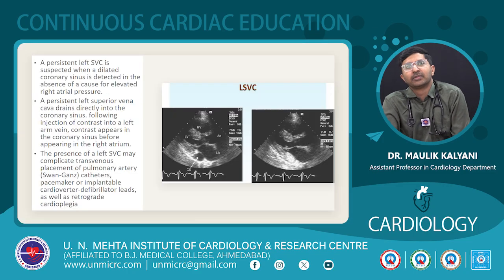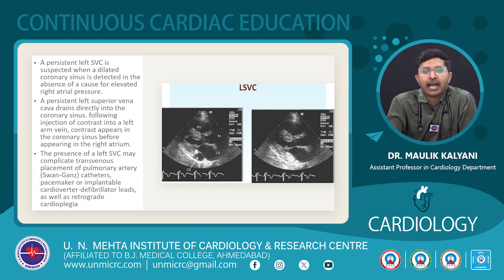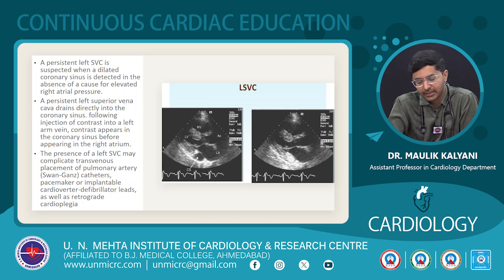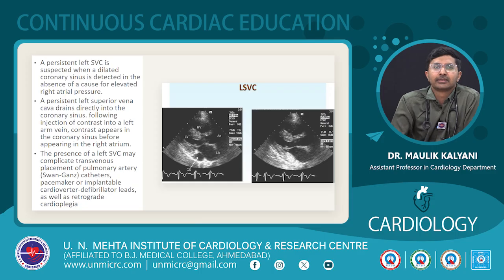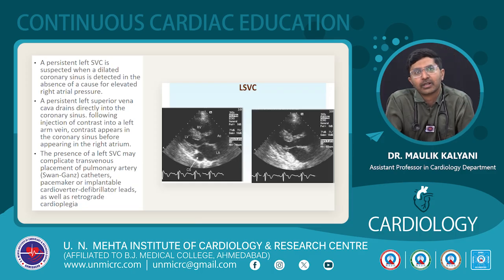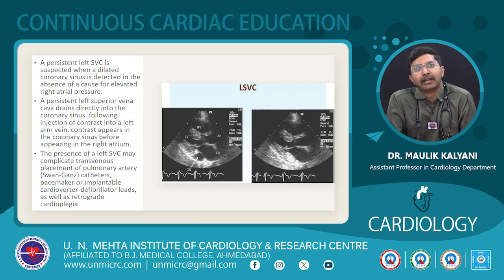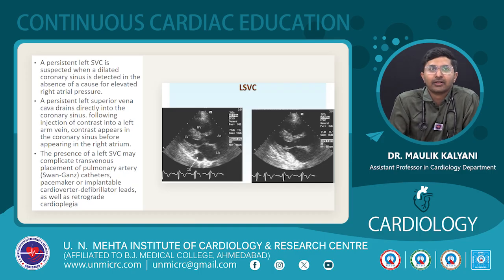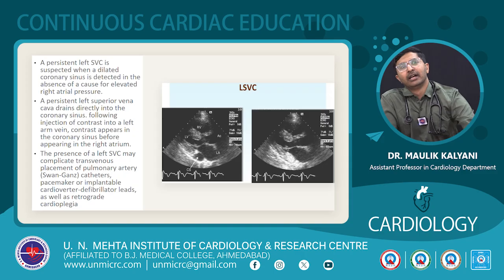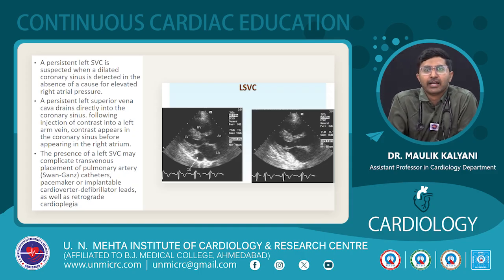So persistent LSVC is suspected when there is a dilated coronary sinus in the absence of a cause for elevated right atrial pressure. Sometimes when there is a high right atrial pressure and severe TR, the coronary sinus may be dilated because of the back pressure. But if there is no right atrial pressure abnormality, and there is a dilated coronary sinus, then the first differential diagnosis is persistent left superior vena cava. It can drain directly into the coronary sinus, or directly into the right atrium, or directly into the left atrium. And according to that, we might or might not find a dilated coronary sinus.